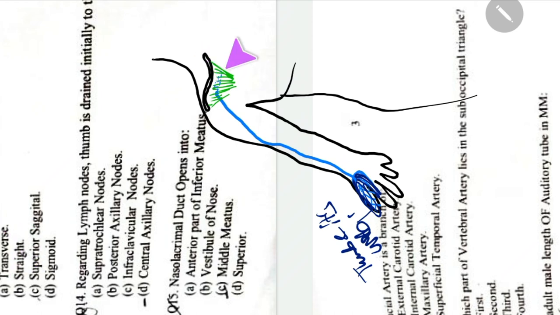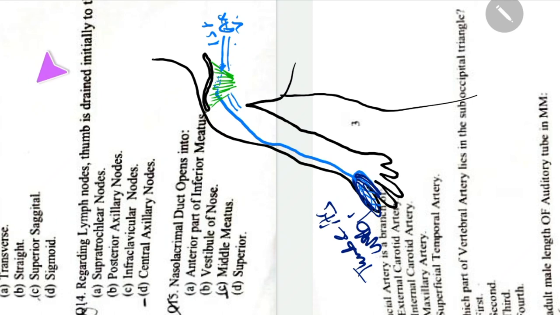The cephalic vein is going to drain into the axillary vein. Now, which part of the axillary vein? Remember, it will be the first part of the axillary vein. The cephalic vein drains into the first part of the axillary vein.